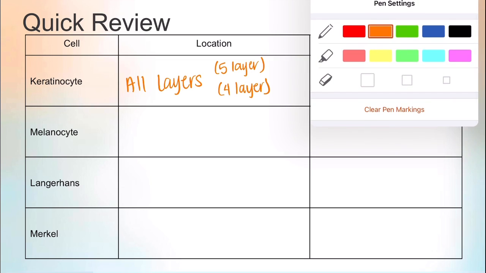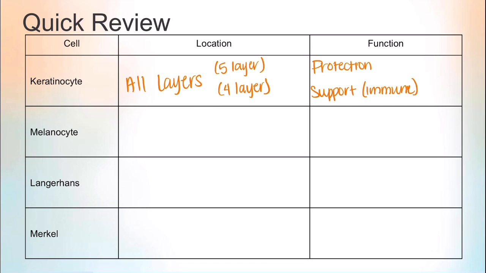Our next one is going to be our melanocytes. Melanocytes are going to be found in the stratum basale, and this is going to be the lowest layer of the epidermis. So this is right next to the dermis. It's our very last layer, so our deepest layer. We're going to see that the function here is going to be creating our melanin. This is going to be 2 types, either our pheomelanin or our eumelanin, and we will talk about those next lecture as well.